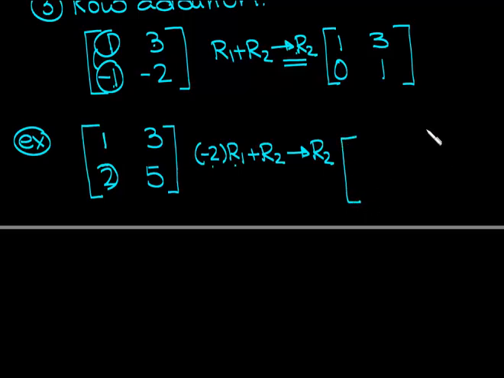So let's take a look at it. I'm going to multiply 1 by negative 2, so I get negative 2, plus row 2, which is 2. In this case, that gives me 0. And row 1 stays the same. So I multiply 3 by negative 2, and you get negative 6. Then I add that to row 2. Negative 6 plus 5 is negative 1. That goes in here. So you can perform multiple row operations together.